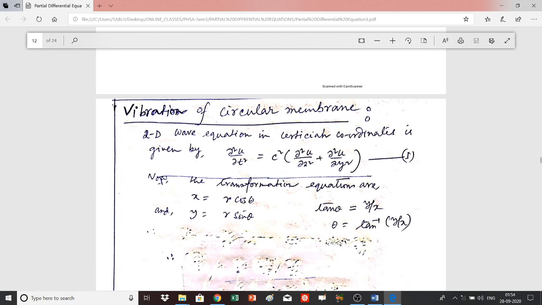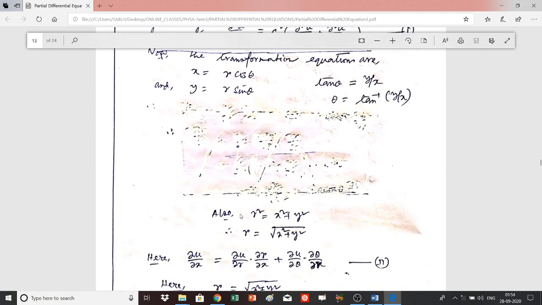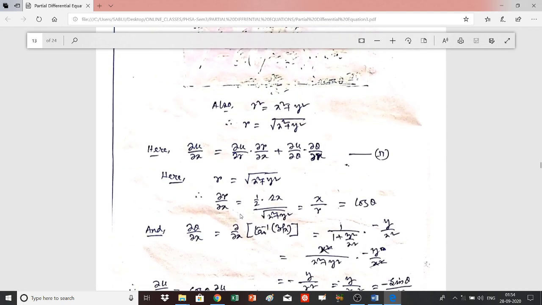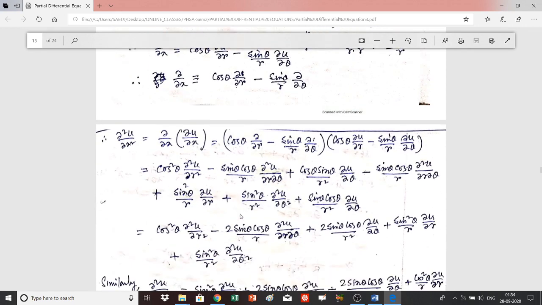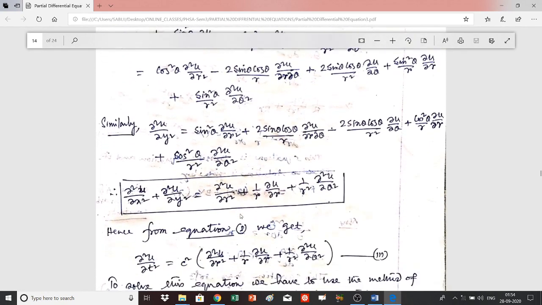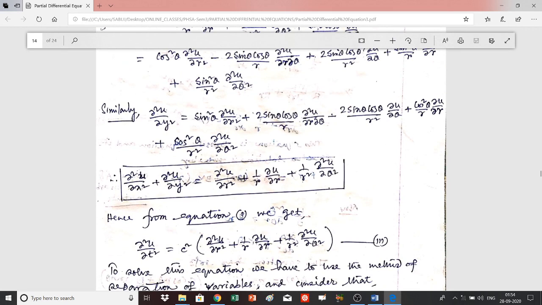Here is the derivation of the transformation equation. You need not go through this because you already know it, and you calculated all these things in our previous lecture. It is done once again here, but you need not calculate it again. Just use this result: del 2u/del x square plus del 2u/del y square is equal to del 2u/del r square plus 1/r del u/del r plus 1/r square del 2u/del theta square. This is the Laplace equation in two-dimensional polar coordinates.